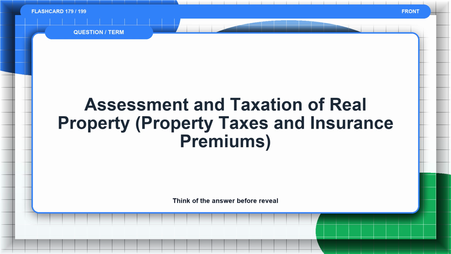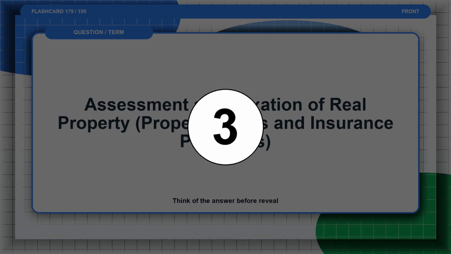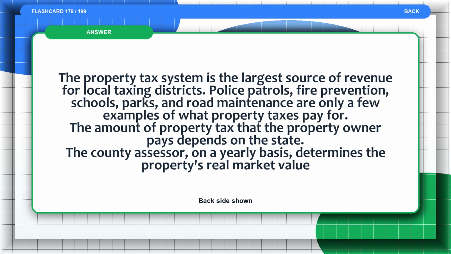Flashcard 179. Assessment and taxation of real property, property taxes, and insurance premiums. Pause and think of the answer before the reveal. The answer is, the property tax system is the largest source of revenue for local taxing districts. Police patrols, fire prevention, schools, parks, and road maintenance are only a few examples of what property taxes pay for. The amount of property tax that the property owner pays depends on the state. The county assessor, on a yearly basis, determines the property's real market value.